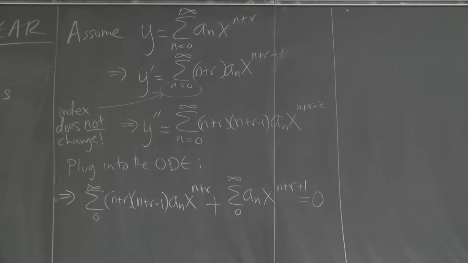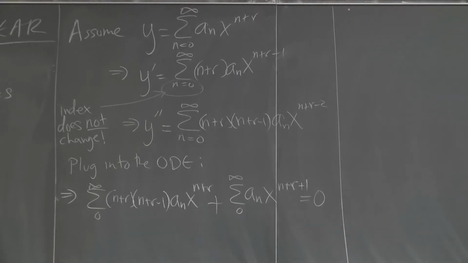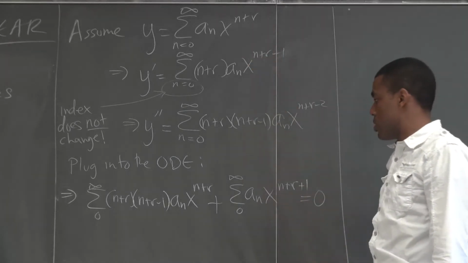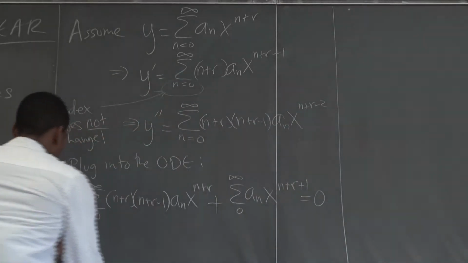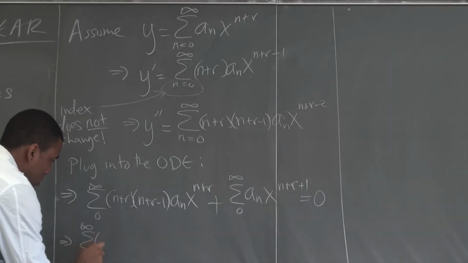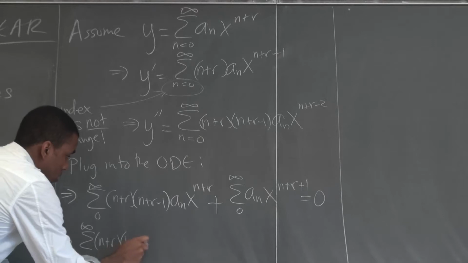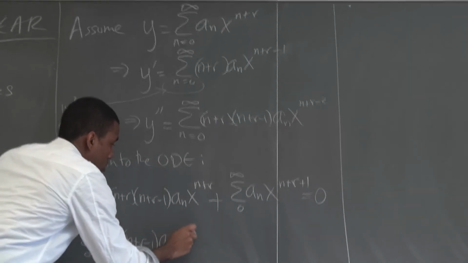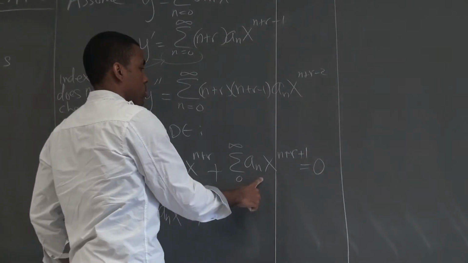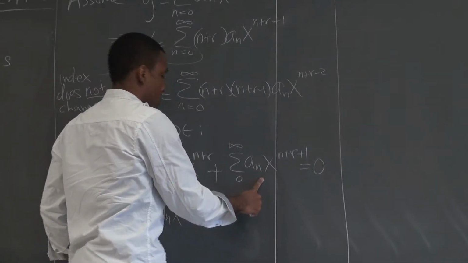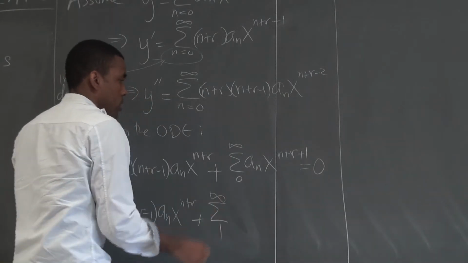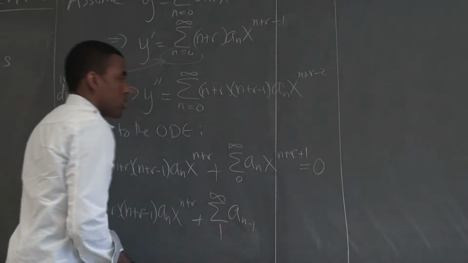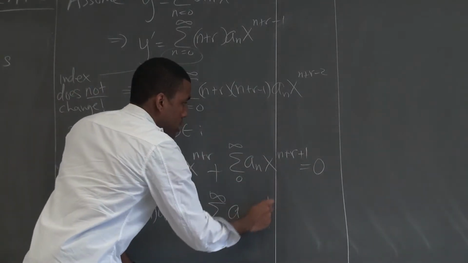Make the powers the same, right? We assumed our general form has the power n plus r, so it'll be a good thing to get all powers to n plus r. This guy's okay, which means we have to fix this guy. How do we fix it? Replace n with n minus 1. Okay, so what does this series change to? n equals 1 starts from 1 to infinity, and a to the n minus 1, since I need a minus 1 to go plus 1, x to the n plus r.